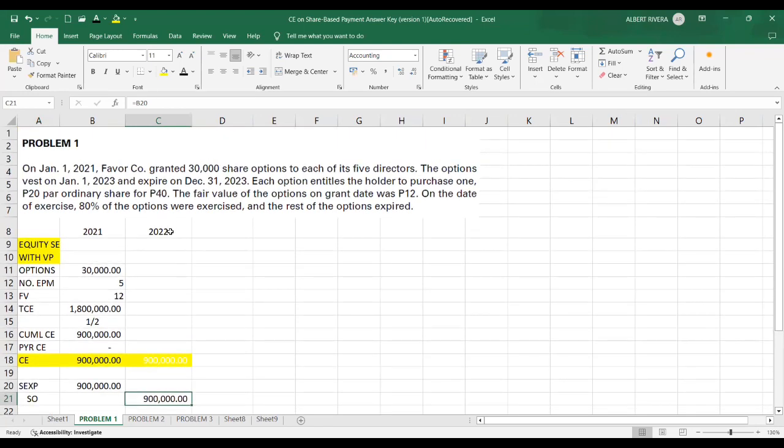In 2022, again, the share options is 30,000 share options. The number of employees remains to be 5. Okay? 5 ulit yan. Hindi naman nabawasan. Then the fair value is 12 at the date of grant. So this is 12 at the date of grant. And this is now 30,000 times 5 times 12. And this is 1.8 million pesos.